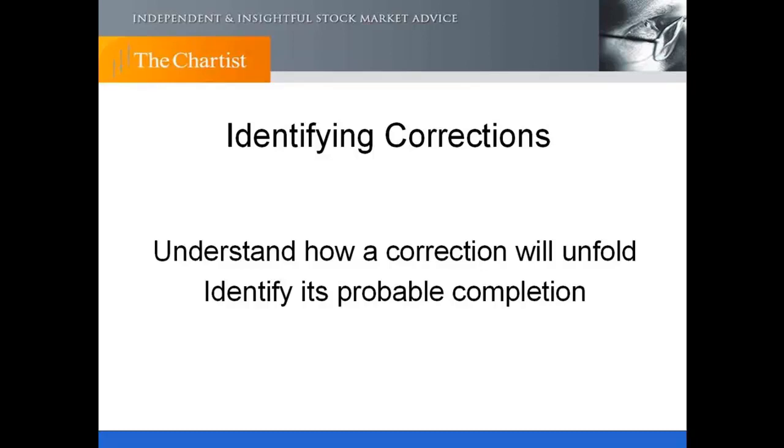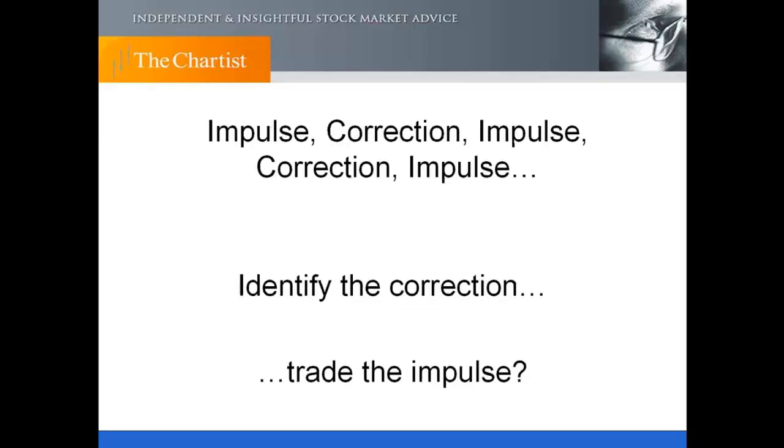All right, now I said right at the start of the session, one of the most important things is if you can identify a correction, specifically if you can identify the terminal point of a correction and understand how a correction will unfold, then you're in a much better position to trade the following impulse. Remember, slide number 1 was impulse correction. Impulse correction, 1 step forward, 2 steps back. 1 step forward, 1 step back. That's what we're trying to do here.